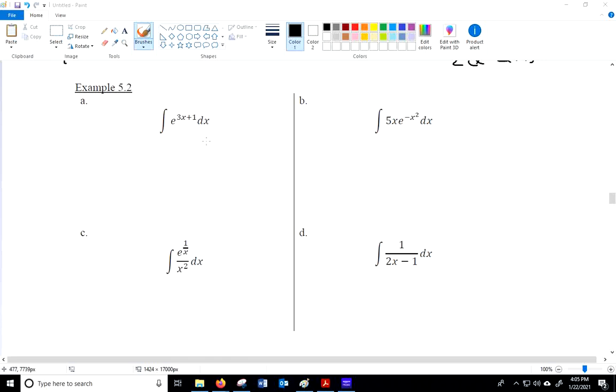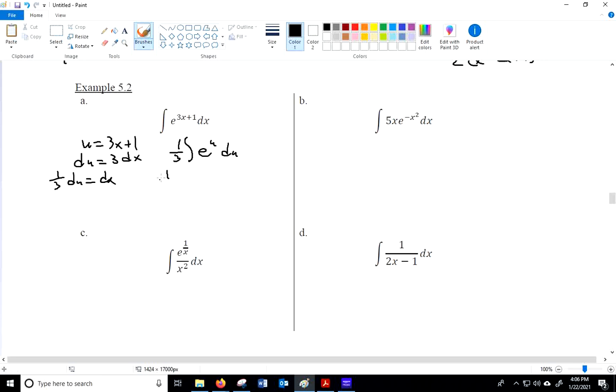All right, let's take a look at e to the 3x plus 1 dx. In this case, I'm going to let u equal 3x plus 1. And then I'll take a differential, which is just 3 dx. That makes this 1/3 du equals dx. So I bring the 1/3 out, and that just becomes e to the u du.